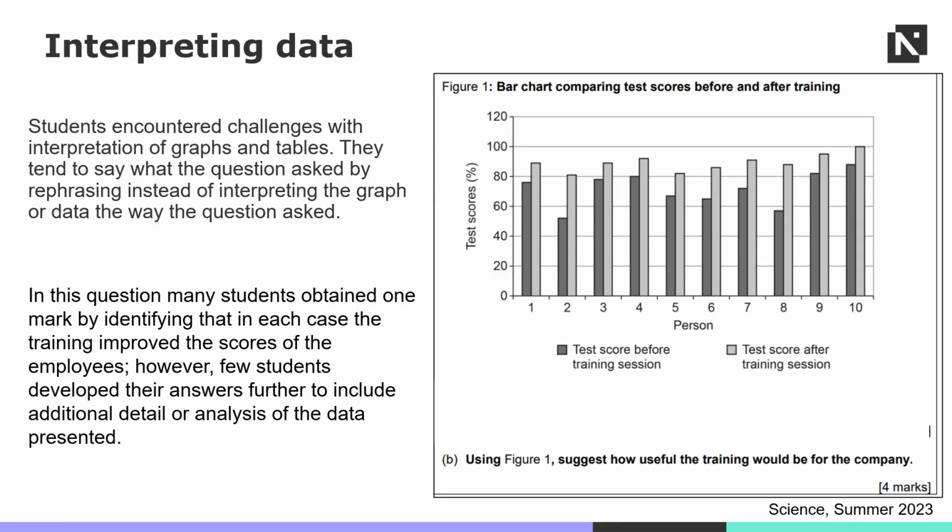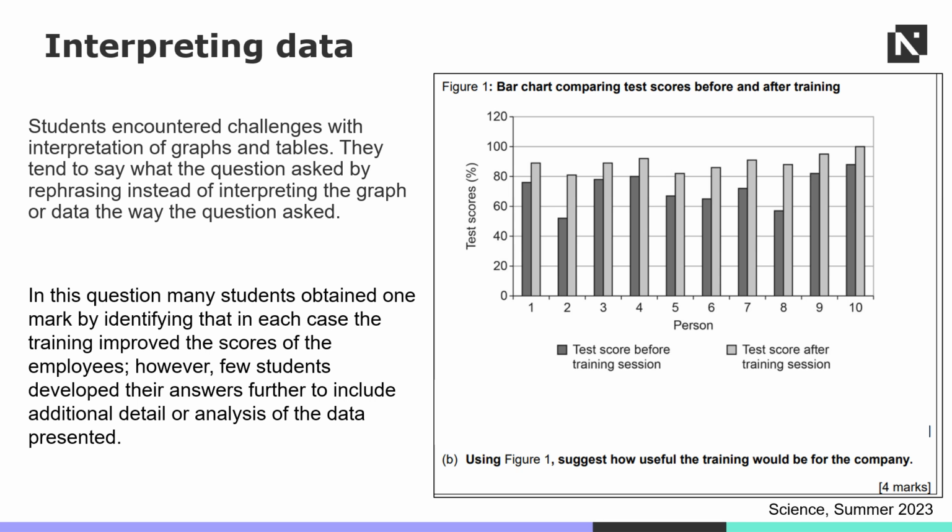Now we're going to delve a little bit more deeply into the issues around interpreting data from graphs. So the example I've used here was from a science paper in 2023. The question was around a set of employees from a company who completed a test before and after some training. Now the training would cost the company money, so the students have to decide, is it value for money? Is it worthwhile for the company to spend money on the training for the colleagues to improve their scores?